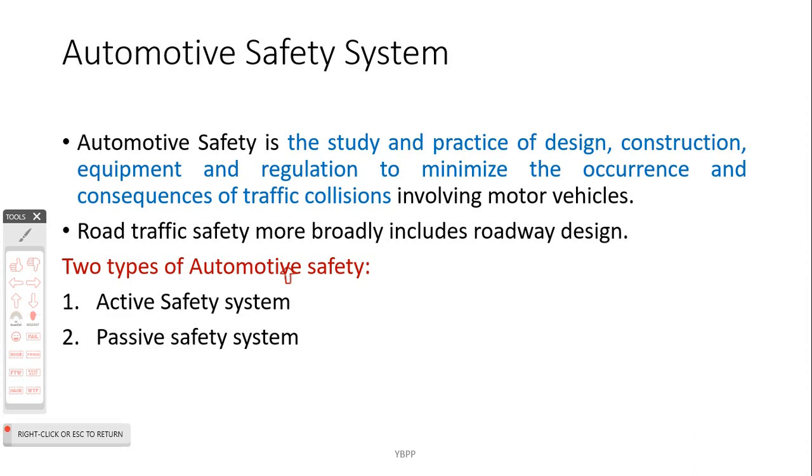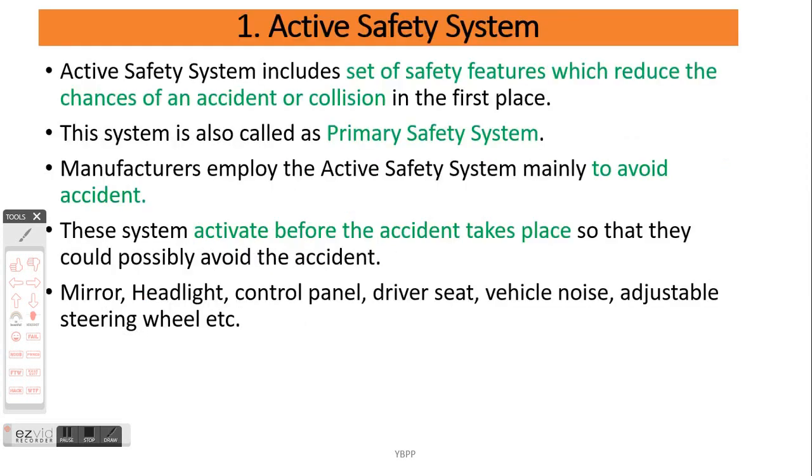Then two types of automotive safety are there. First is active safety system and second is passive safety system. So let us see the active safety system. These are the important points of the active safety system. What is meant by active safety system? Active safety system includes a set of safety features which reduces the chances of accident or collision in the first place. Means some provisions are there to minimize the chances of accident. This system is also called the primary safety system.